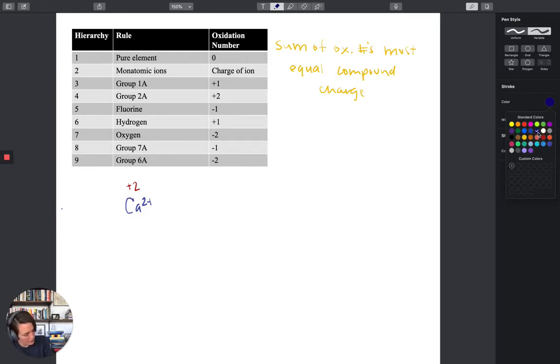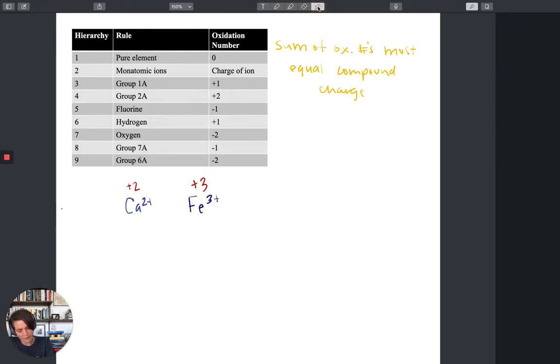Another example: we did iron before without a charge. Its oxidation state was 0. If it is iron +3, right, so it's lost 3 electrons, then its oxidation state would be +3. And that is an example of monatomic ions.